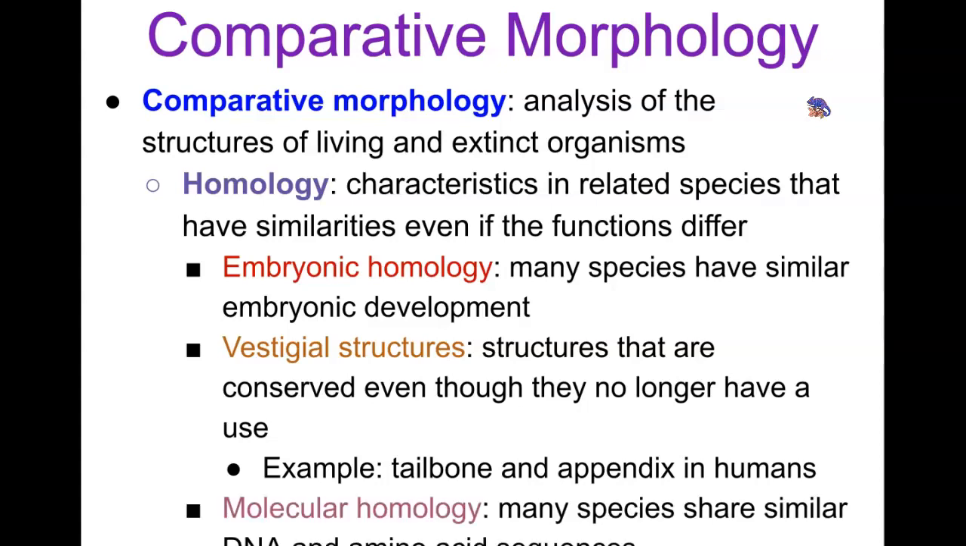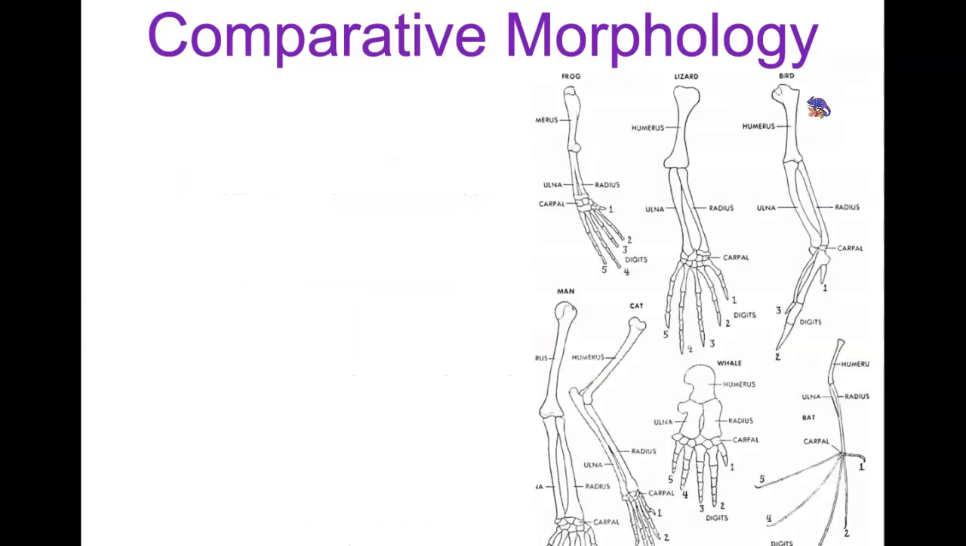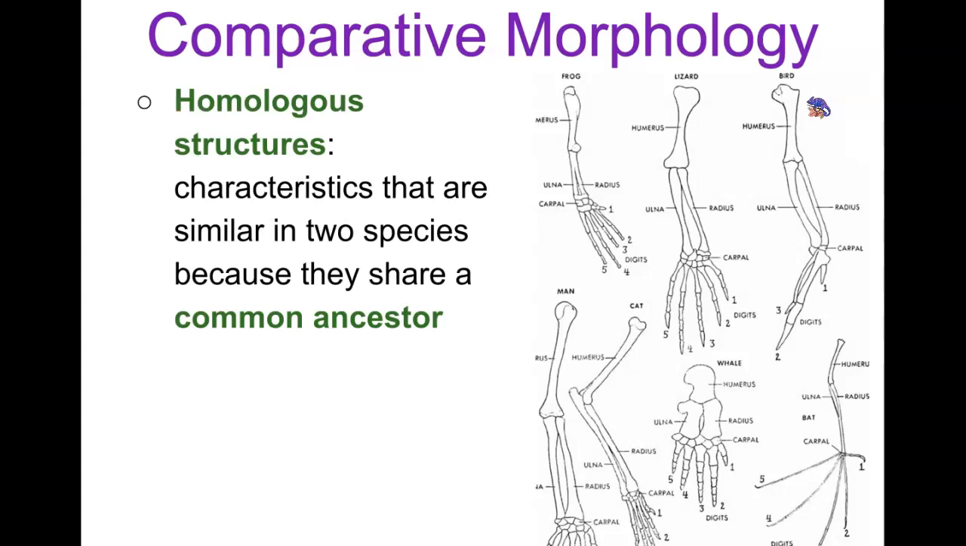There's also molecular homology, and molecular homology is when many species share similar DNA and amino acid sequences, when we think of protein building and stuff like that. So taking a look at comparative morphology a little bit further, we'll go in and look at what are called homologous structures. Remember that in comparative morphology you're analyzing the structures or characteristics of organisms that are similar, even though their functions may be a little bit different. So homologous structures are characteristics that are similar in two species because they share a common ancestor.